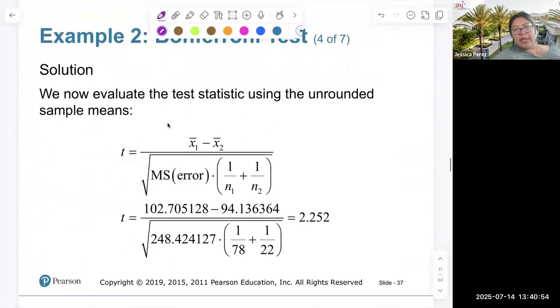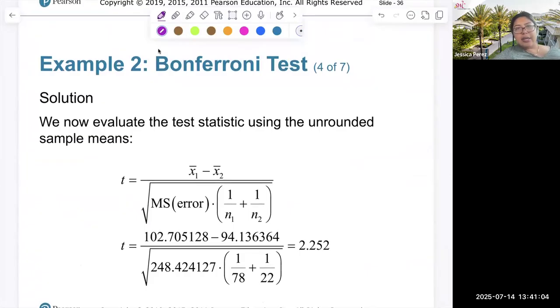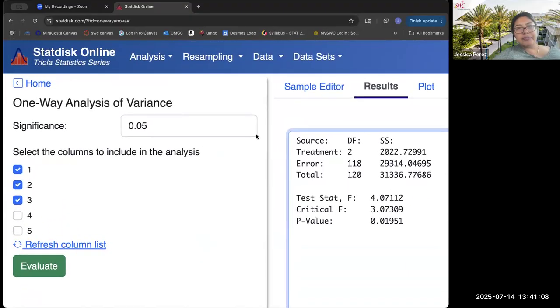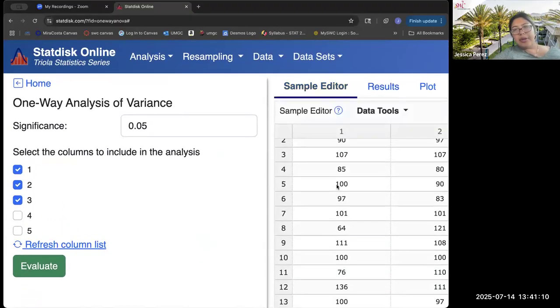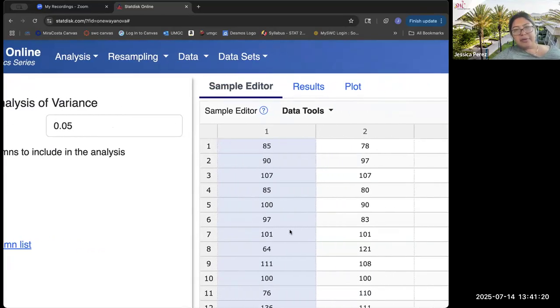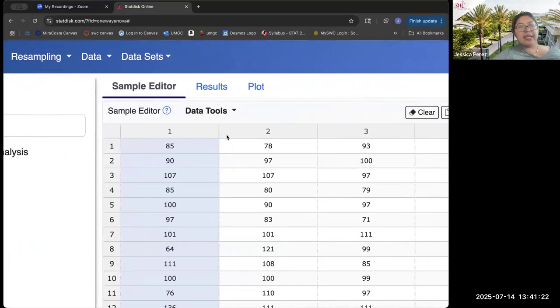So then we could evaluate what is the mean from the first data minus the mean of the second data. We can easily do that if we look at, move over here, and this is our sample editor. There's our values. If I copy and paste the data, I can find the mean of the first and the mean of the second individually, and we can solve for the t-value.